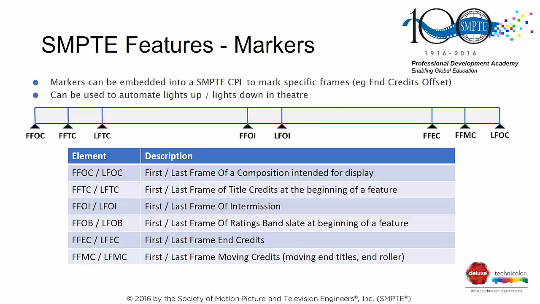SMPTE DCP also supports markers, identifying things like the first and last frames of credits, intermission, etc. This is to assist in driving automation events in the cinema, typically for lights up and lights down stuff. Current practice for communicating these details actually involves physically printing what are referred to as the credits offsets on the hard drives that we send to theaters, and theater managers are then transposing these details into their respective systems. I'm sure you can imagine that this happens perfectly all the time.